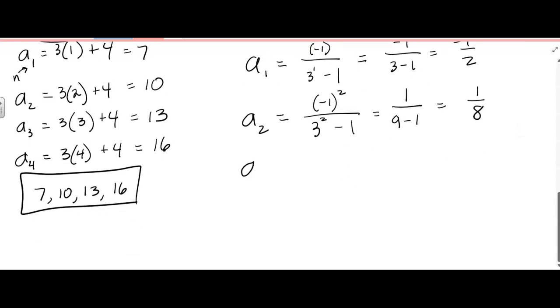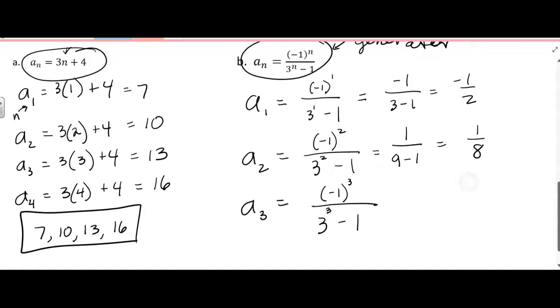Okay, now let's go to a sub 3. Now you can't see the generator, but I can figure it out. It's negative 1 to the third, as I remember what it was, 3 cubed minus 1. So those are the n's that are changing. You see it in two places in the generator here. It's right there and right there. Okay, now I have a subscript of 3. That tells me which term I'm on. I'm on the third term. So for n, I'm putting in 3. Okay, what do I get?